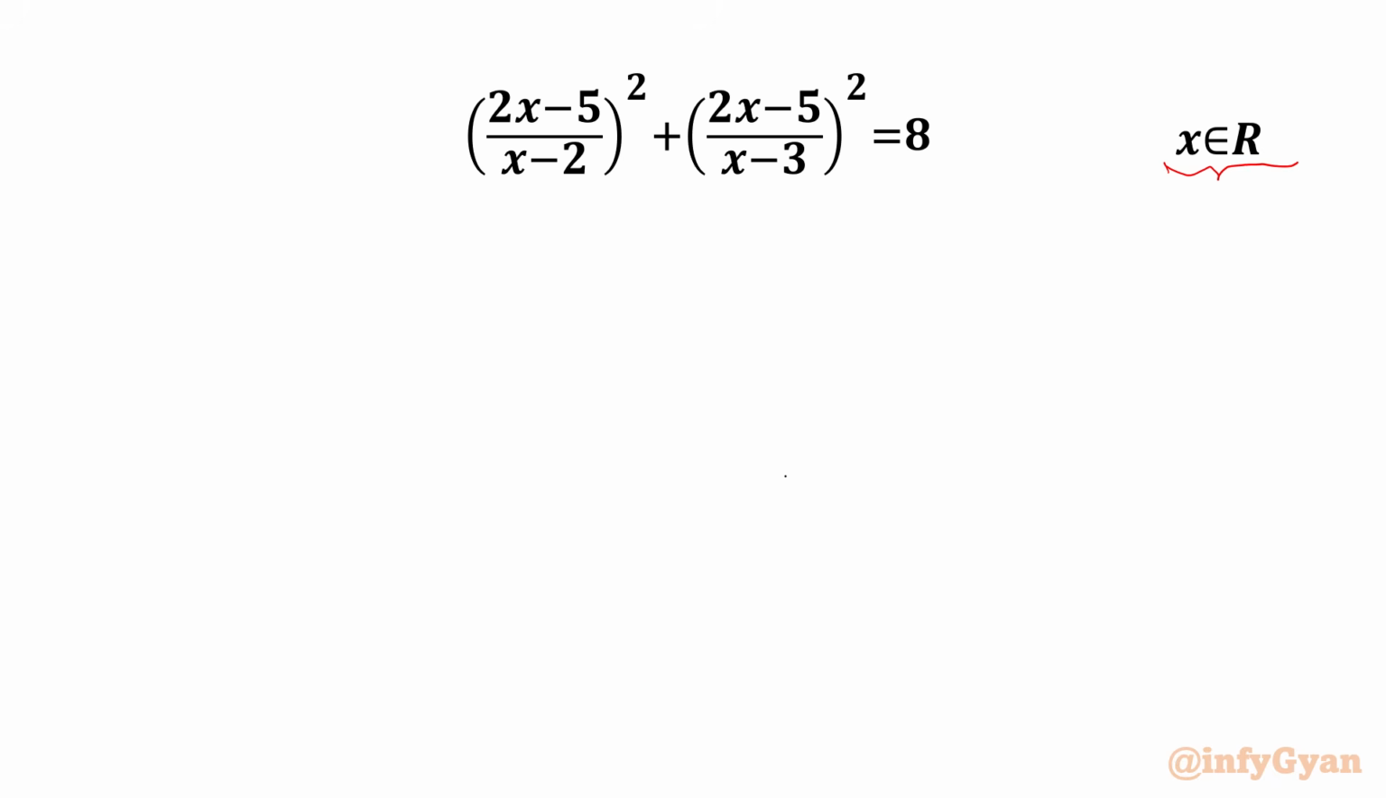Today in this video we'll be solving one very interesting rational equation for the real values of x. So let's get started by writing denominators cannot be 0. x minus 2 cannot be 0, so x cannot be 2. x minus 3 cannot be 0, so x cannot be 3.